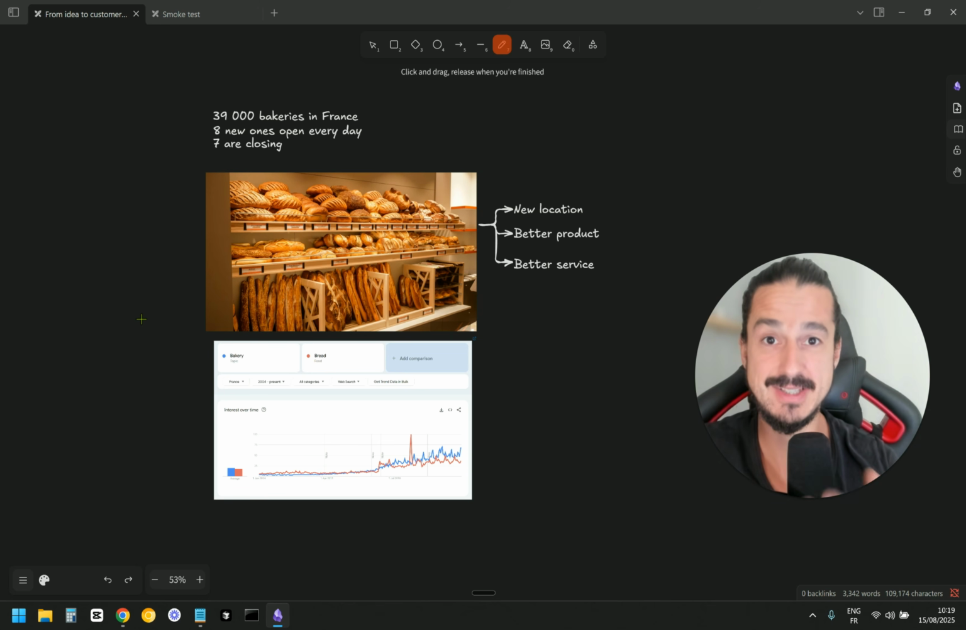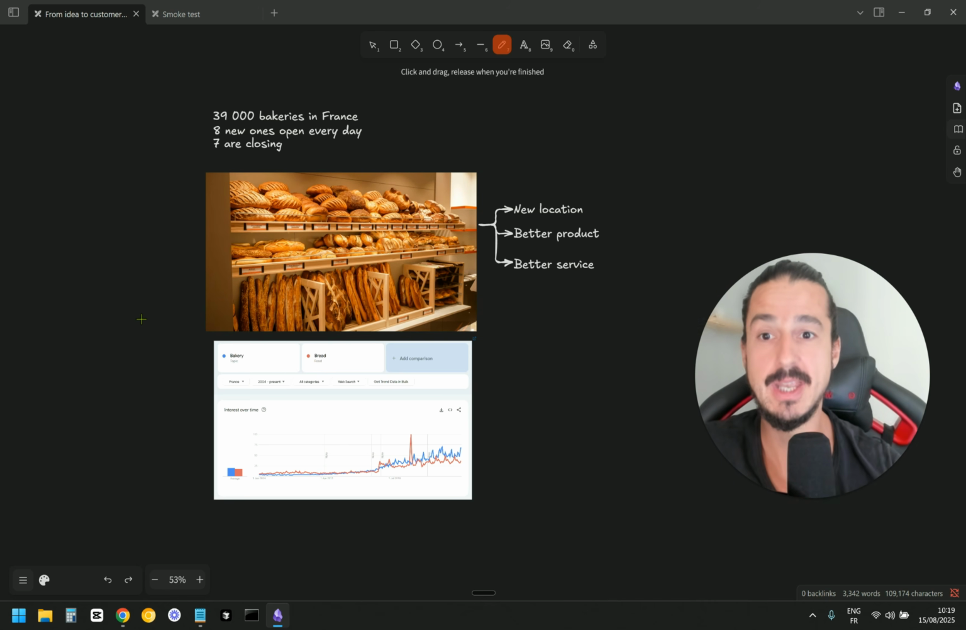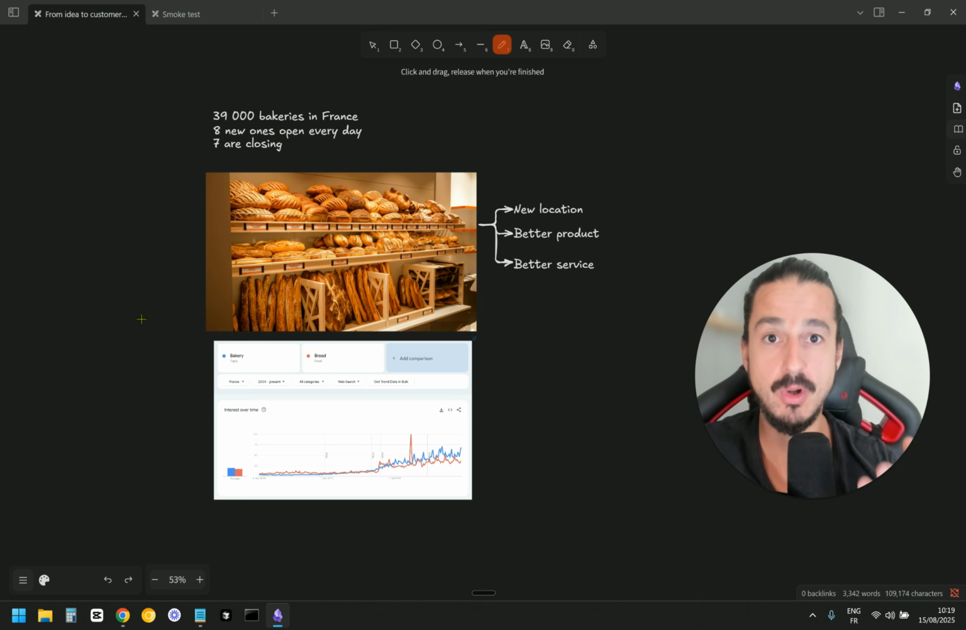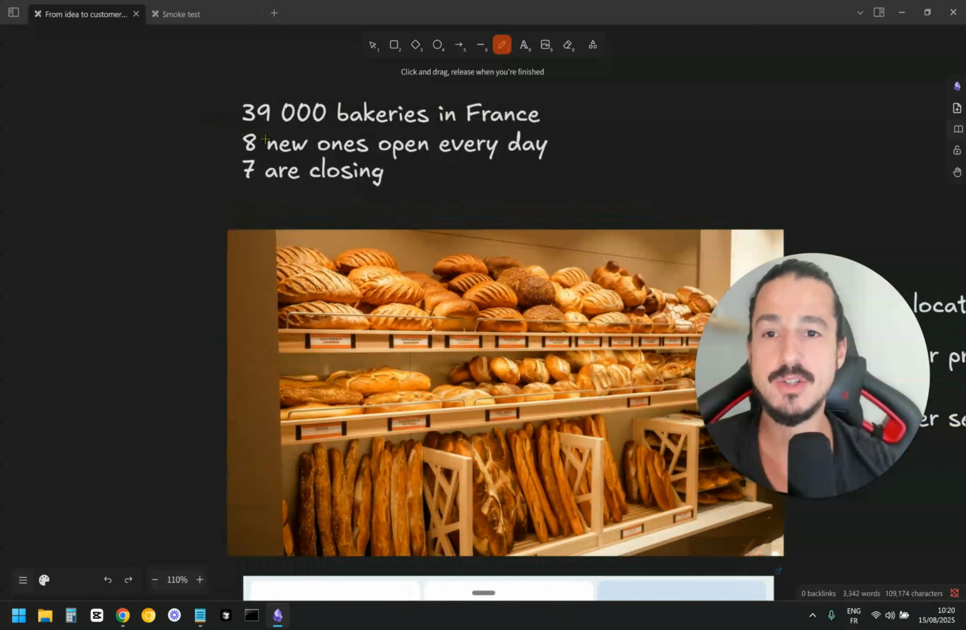On the contrary, a saturated market is a good market because if there are businesses, it means there is demand. So this is something you want to explore rather than avoid at all costs to find your own market where there is no one. Because if there is no competitor, then there are no customers. So bakeries, there are 39,000 bakeries in France today.